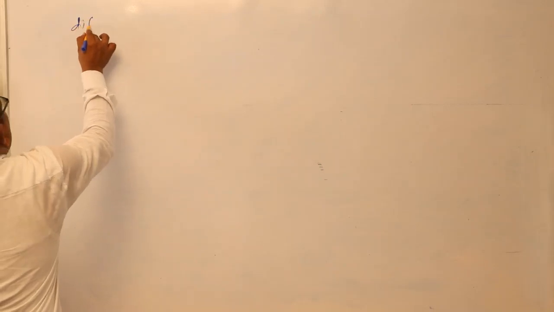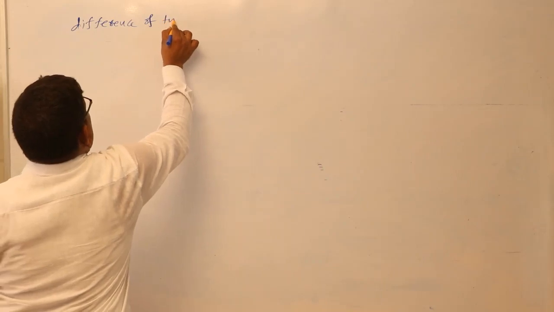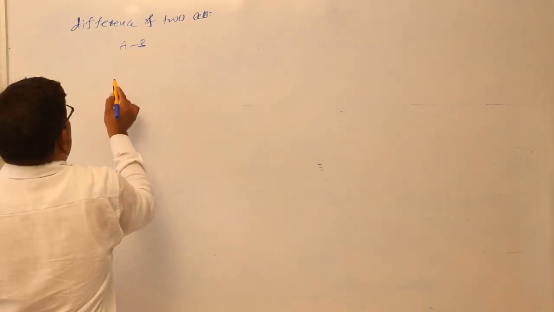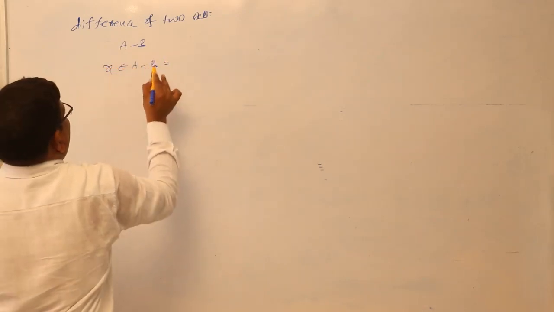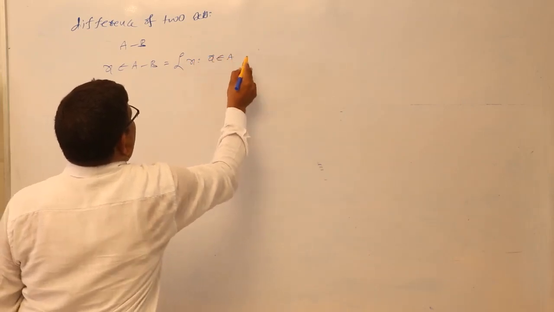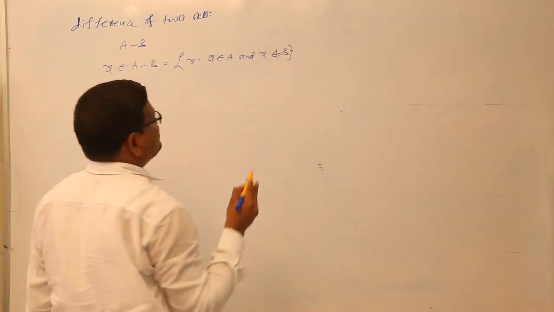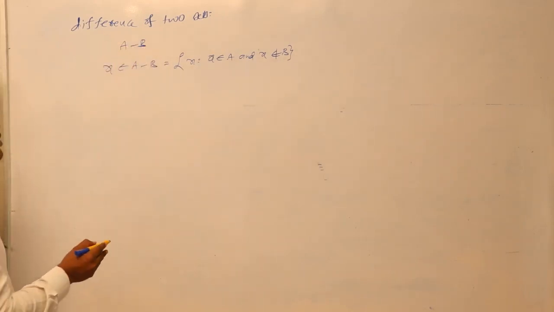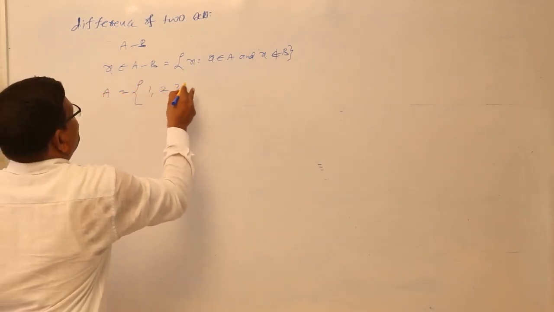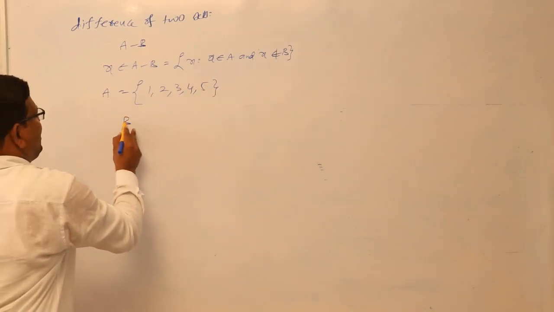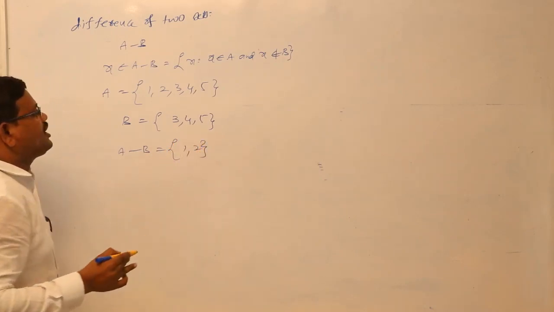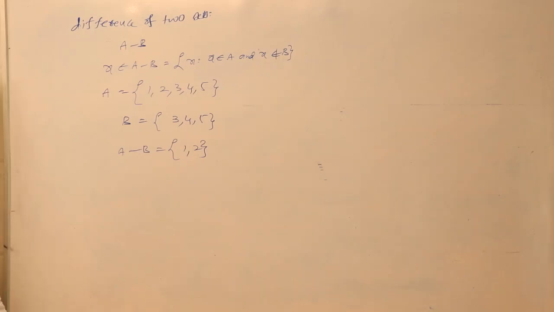Next one is the difference of two sets. The difference of two sets is represented as A minus B. If x belongs to A minus B, then x belongs to A and x does not belong to B. These are the elements which are in A and not in B. For example, if A equals 1, 2, 3, 4, 5 and B is the set 3, 4, 5, then A minus B equals the set of 1, 2, which is called the difference of the two sets.